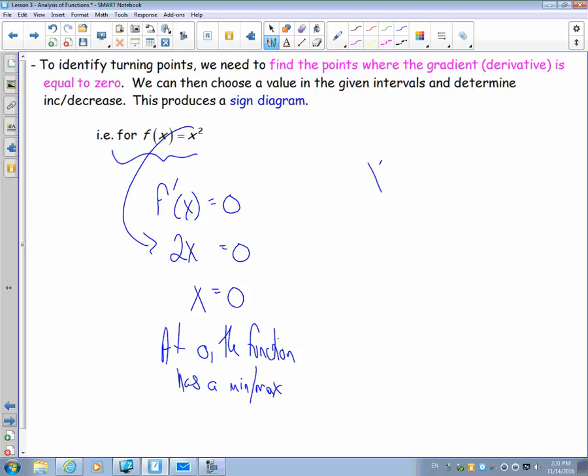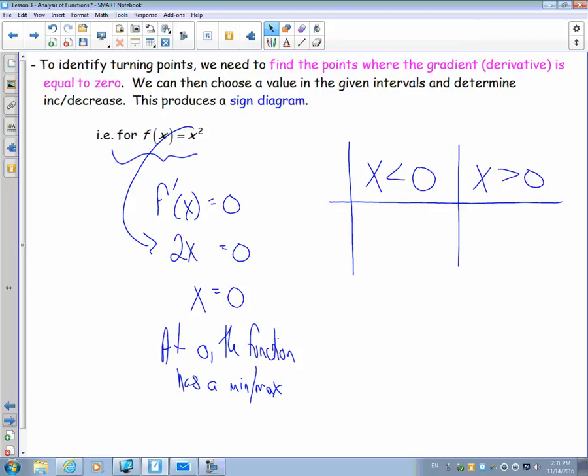And I say to myself, okay, what's happening to the left of that point? And what's happening to the right of that point? So I'm going to pick a number that fits into my category here. Think of a number that's less than 0. I don't know, -1. Let's figure out what I get if I put -1 into the derivative. Well, 2 times -1 is -2. In other words, I get a negative.